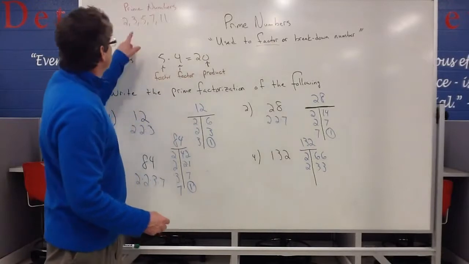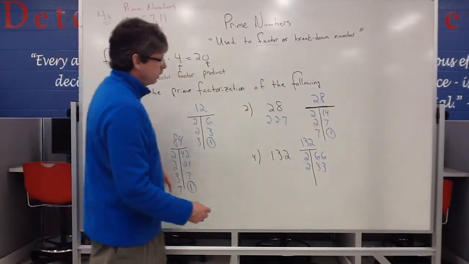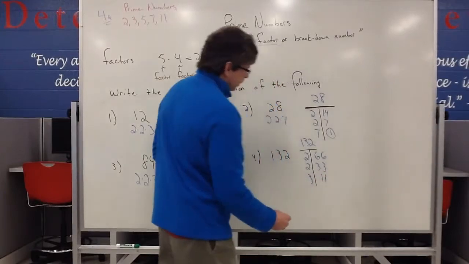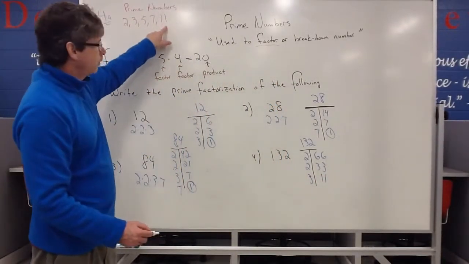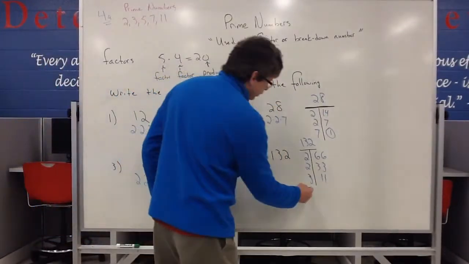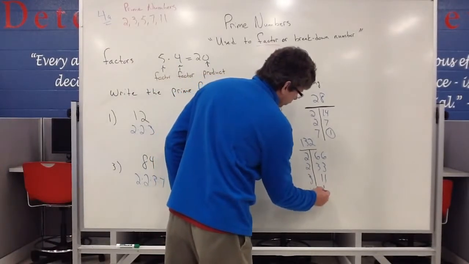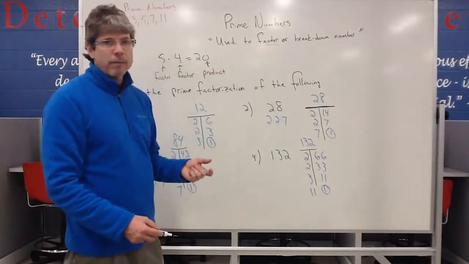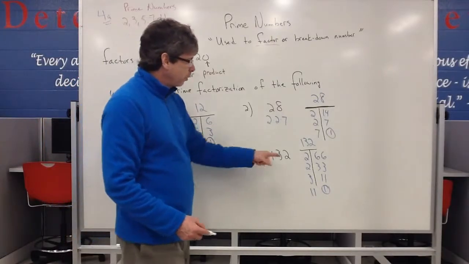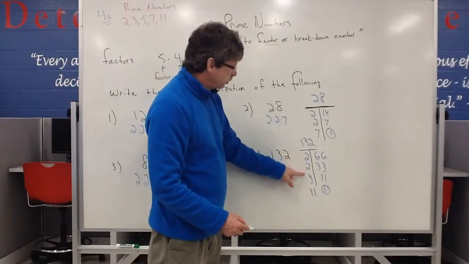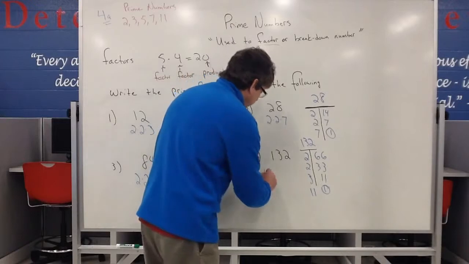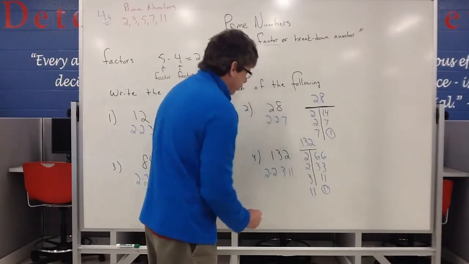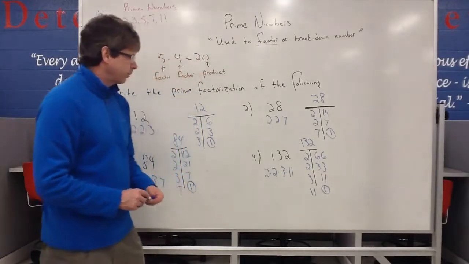Now I turn my attention to the 3. Does 3 go into 33? Yeah. 3 goes into 33 11 times. And then if you notice, well, 11 is a prime number, so the only thing that's going to go into 11 is itself. So 11 goes into 11 one time. Again, once you get to that 1, you've completed your prime factorization. So our prime factorization is going to be 2 times 2 times 3 times 11. And that would be our prime factorization of 132.